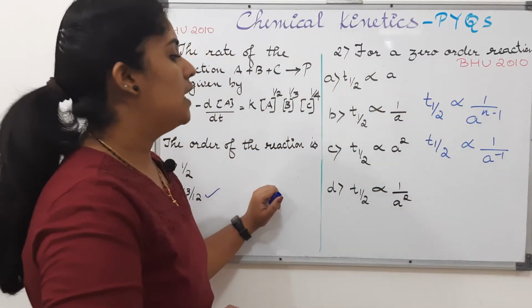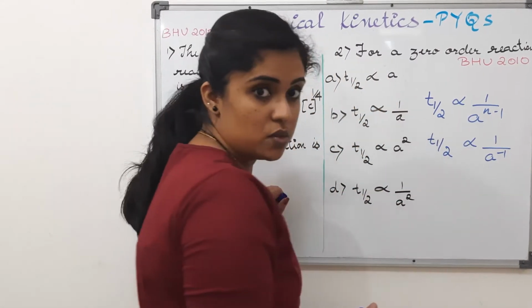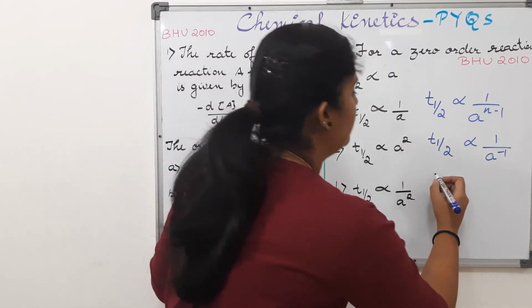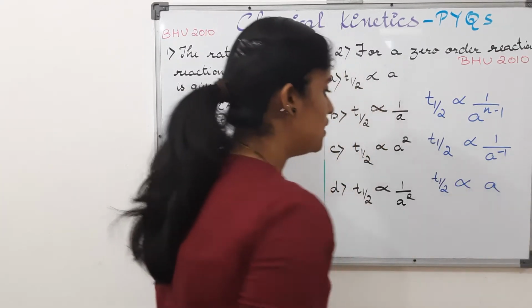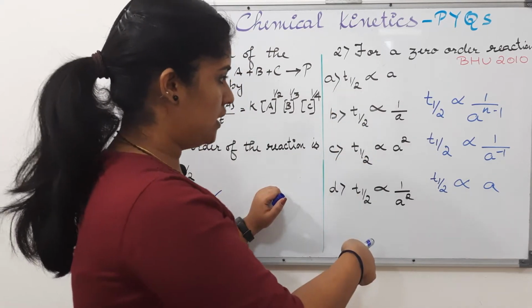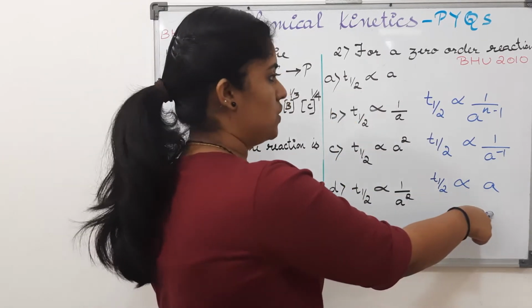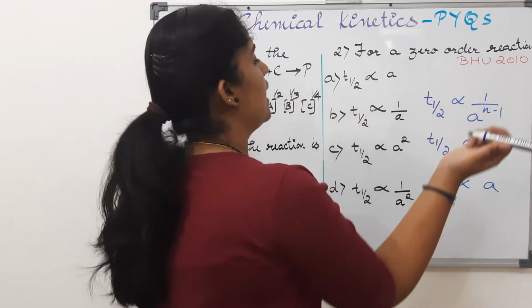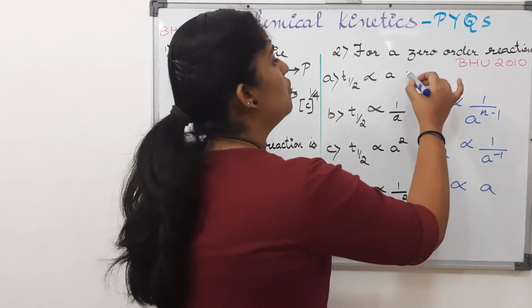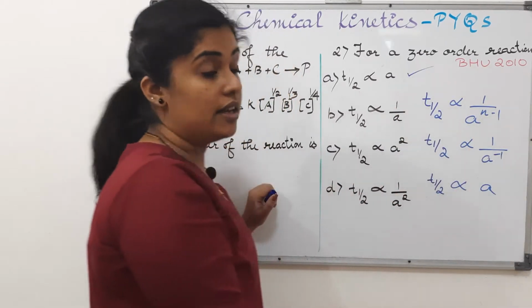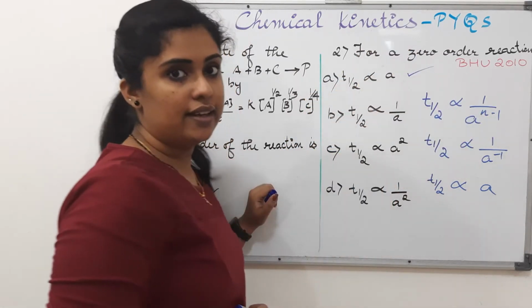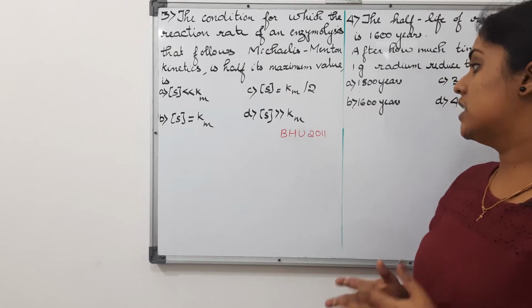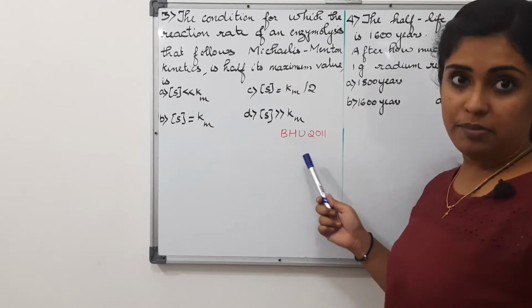Now 1 by A power minus 1, I can just reverse it and write it as T half will be proportional to A. Right? So do I have any option that says T half is proportional to A? Yes, my first option says T half is proportional to A. So for zero order, this is the relation that relates half-life and concentration. Clear?